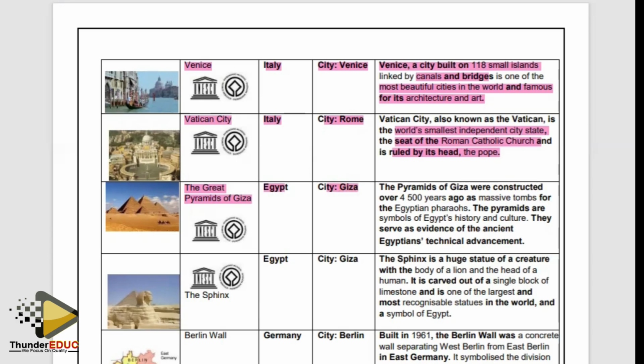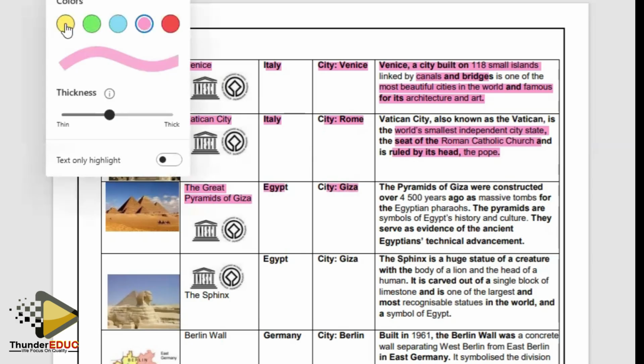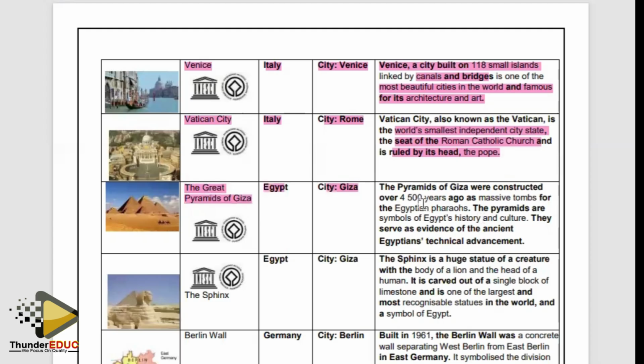So why do we consider these to be icons? There are quite a number of reasons why we consider the pyramids of Giza to be icons. The pyramids of Giza were constructed over 4,500 years ago, and they still survive today. They were constructed a long time ago as massive tombs for the Egyptian pharaohs. The pyramids are actually symbols of Egyptian history and culture. They represent Egyptian history and culture.